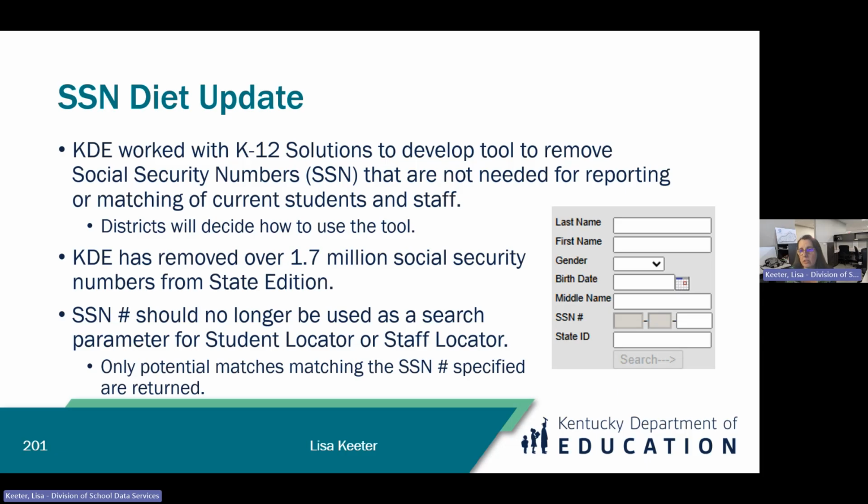Because when you add Social Security number to the search, it only gave you back matches that had a perfect Social Security number match, not partial matches like it does when you just specify name, gender, and date of birth. So don't use Social Security number anymore, because it'll make you think somebody's not there that really is.